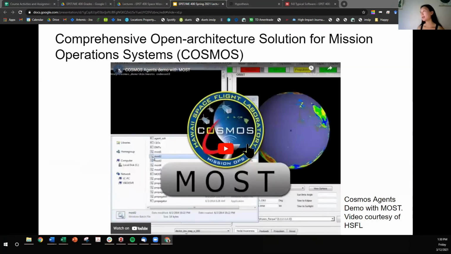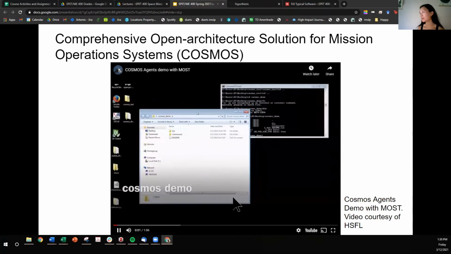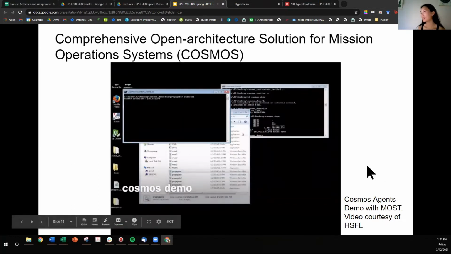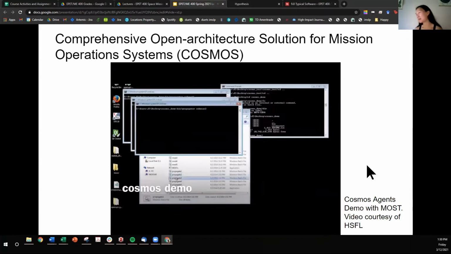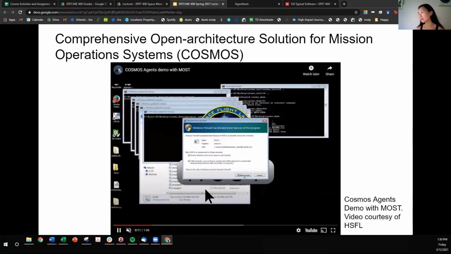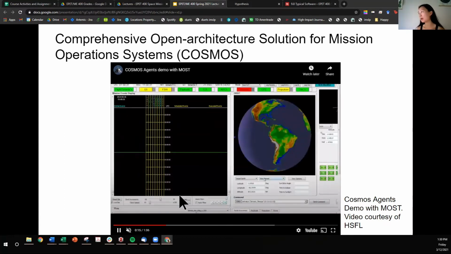Here is a demo of Cosmos. This is a Cosmos demo in which the software has been compiled and a bunch of different agents or programs are being run.